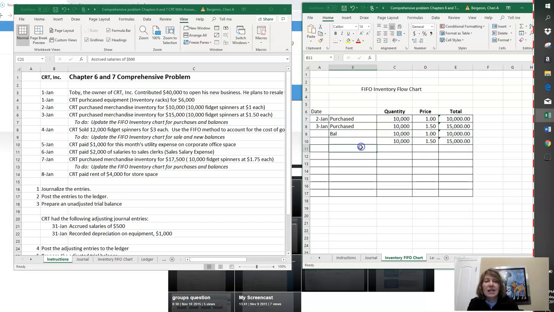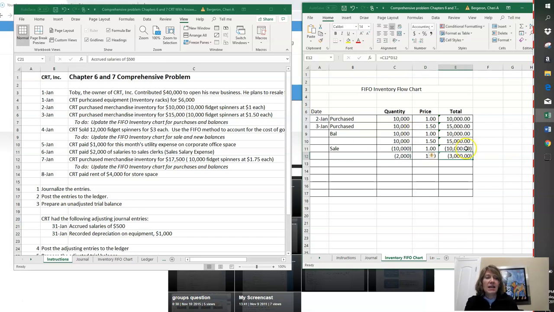This is my balance. Now I'm going to sell them. So I sold 12,000 fidget spinners for $3 each. To figure out which price level I sold, I'm going to be looking at the first ones and then the second ones. So I sold my first ones first. I'm going to sell all 10,000 at $1, and that equals $10,000. And I want to sell a total of 12,000. So I need to sell 2,000 more at the $1.50 level.